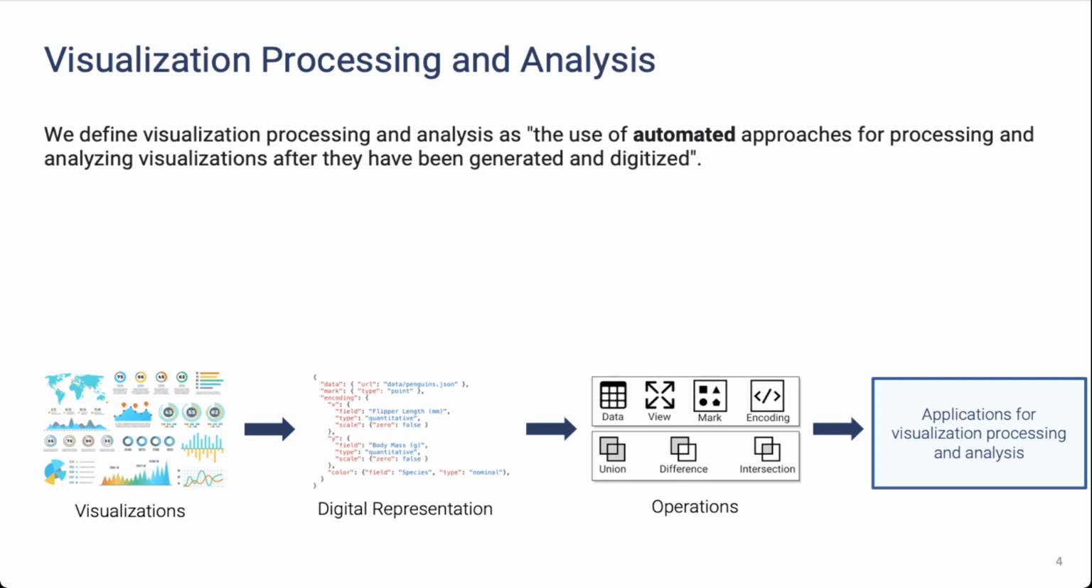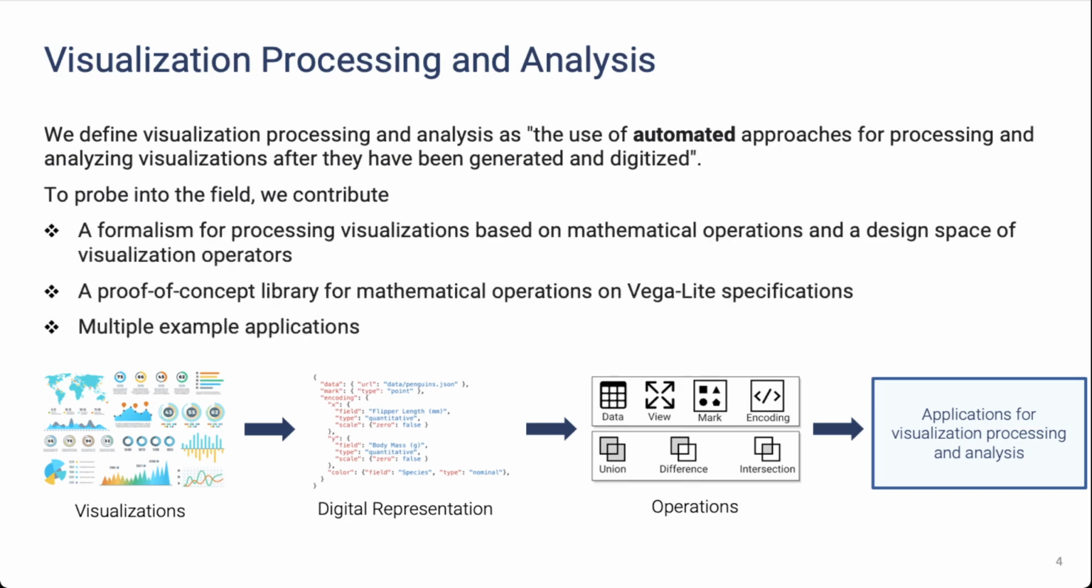The key here is automation. Visualizations are traditionally made for human consumption, and we are here exploring how machines can also consume those visualizations. Following this idea, we have developed an initial pipeline that is very similar to image processing. We first convert visualizations into digital representations. Here we use the very popular Vega-Lite specification as the input in this paper.